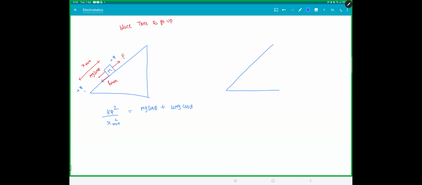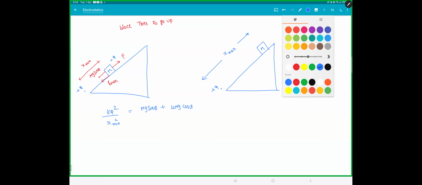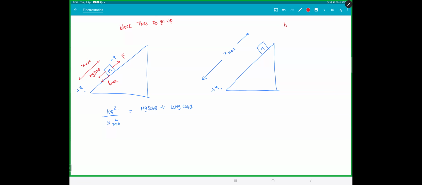The other case, you keep the block so far, this distance will be maximum distance. So you kept the block so far, the repulsion is very weak. The block will try to come down. Then the repulsion will be upward. Friction also will be upward. You're getting it? This is the problem with the friction, and that's why we had a separate chapter for it. Friction can change its direction and can change its magnitude.